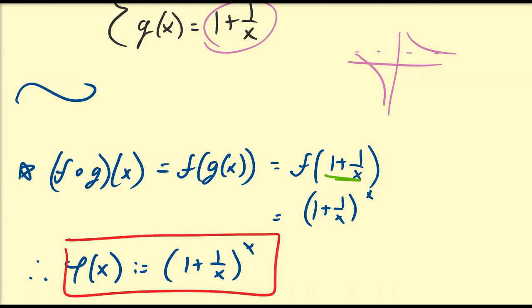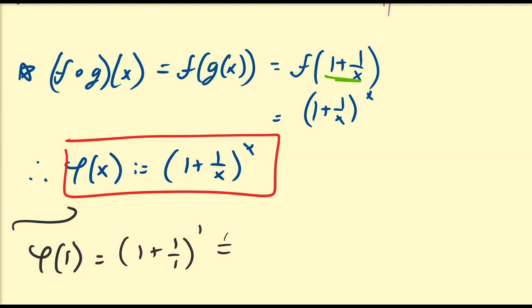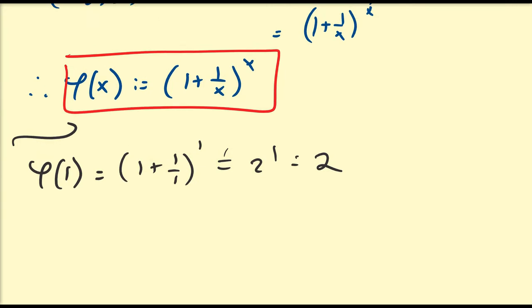Alright, so what is so special about this function? Well, I'm going to tell you this piece by piece and also show you a few applications in upcoming videos. So let's just evaluate this at a couple points to get an idea of what this graph will look like. So phi of 1 is going to be equal to 1 plus 1 over 1 to the power of 1, which is the same as 2 to the power of 1, which is going to be equal to 2. So we have 1 point on the curve already.